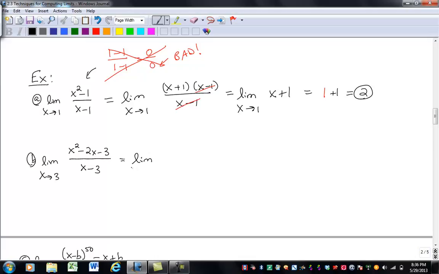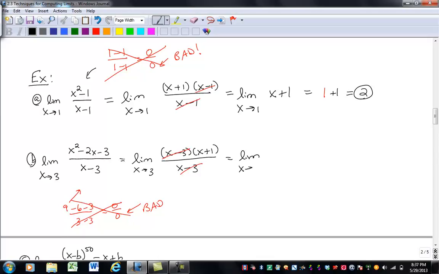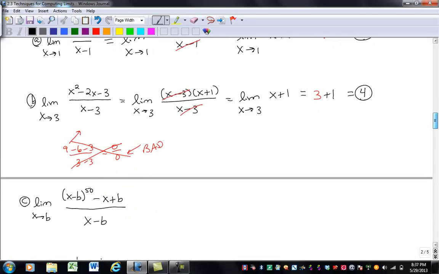The same thing in b. In b, when I see this, I notice when I plug in 3 on top, I get 9 minus 6 minus 3 over 3 minus 3, which is 0 over 0. Again, it's bad when I try to plug in. So instead, I try to simplify as much as possible, and then plug in. And I can factor the numerator. The numerator factors into x minus 3 times x plus 1. And note the x minus 3 factors cancel, and now I don't have problems with the denominator anymore. The limit as x approaches 3 of x plus 1 turns out to be 3 plus 1, which is 4. So that limit works out to be 4. And again, I had to simplify the fraction with one step to make it work.